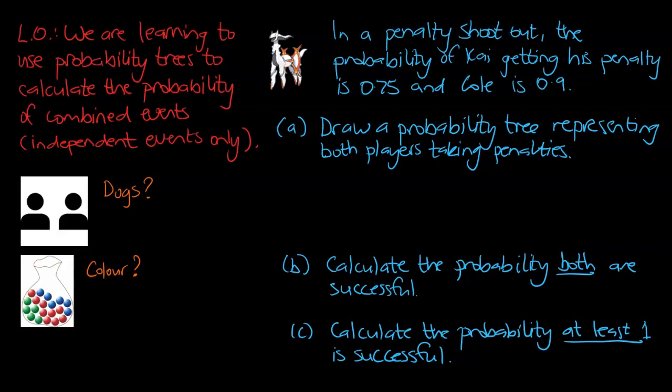Guys, Mr. Bowman here, full screen ready to go today, but our learning objective is in red and we are learning to use probability trees to calculate the probability of combined events. And for this topic, we're looking at independent events only. We'll get into that in a little bit.